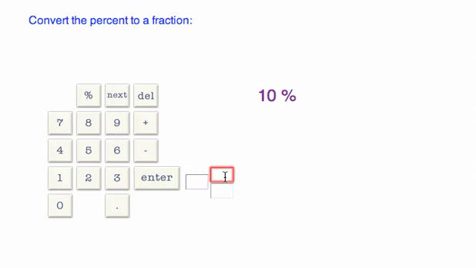The other way is you can just say 10% is 10 per 100, and then reduce. I divided the top and bottom by 10, so I have 1/10. Either way, 1/10. So there's no whole number. Numerator is 1, denominator is 10, and then enter.